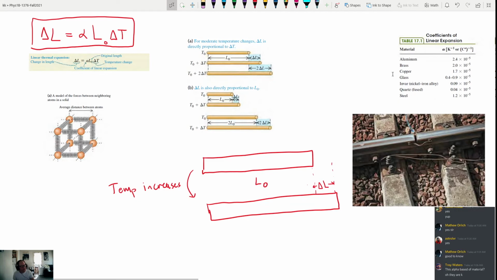But other things like glass don't expand nearly as much as steel and aluminum. Quartz doesn't expand nearly as much because there's a factor of 0.04 right here, right? But that's not that surprising, right?